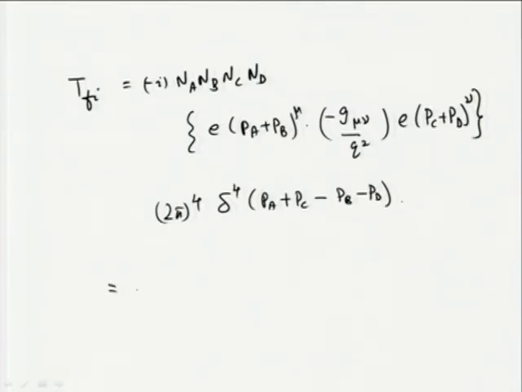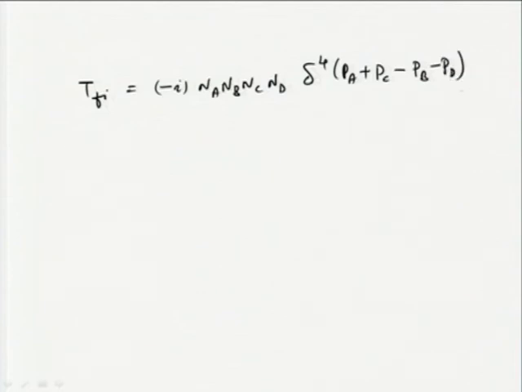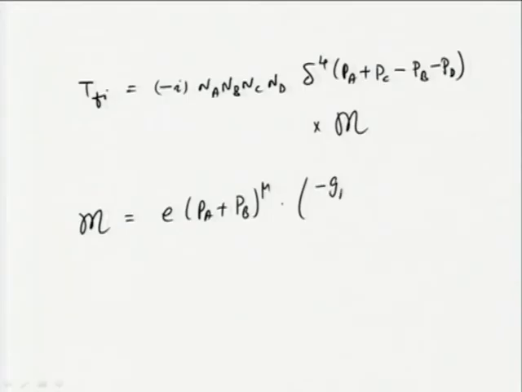So, we will write it here: T_fi equals minus i n_A n_B n_C n_D times δ⁴(p_A + p_C − p_B − p_D) into M, where M is equal to e (p_A + p_B)_μ times (−g^{μν}/q²) times e (p_C + p_D)_ν.